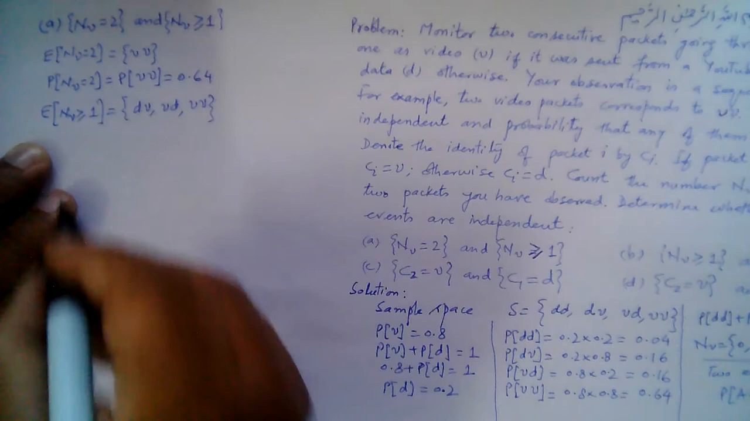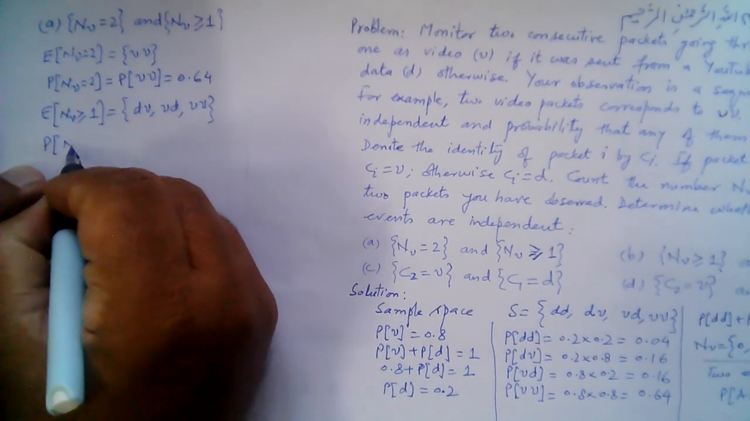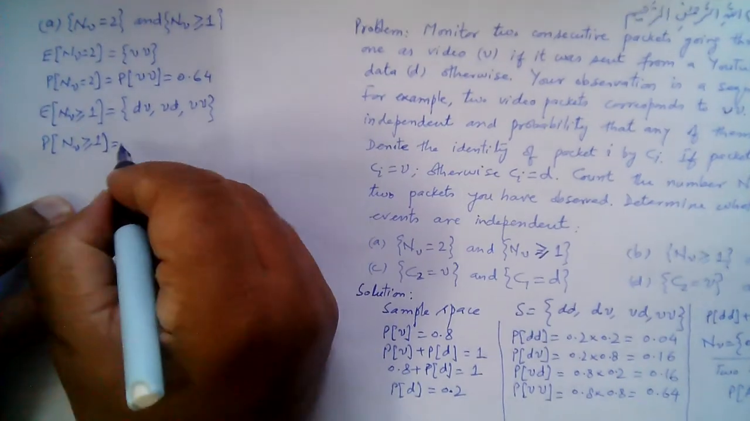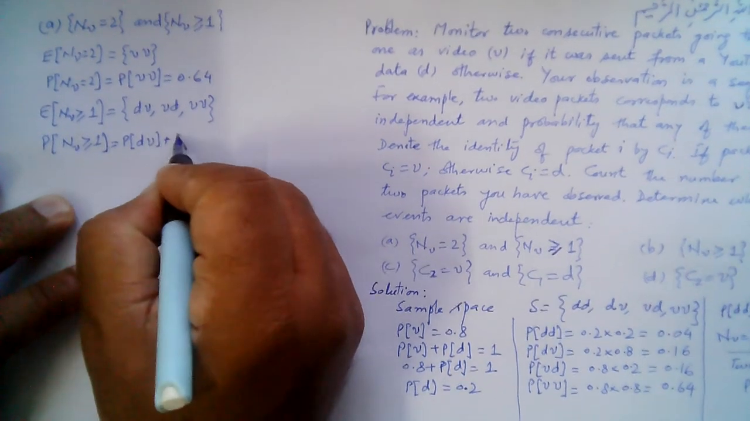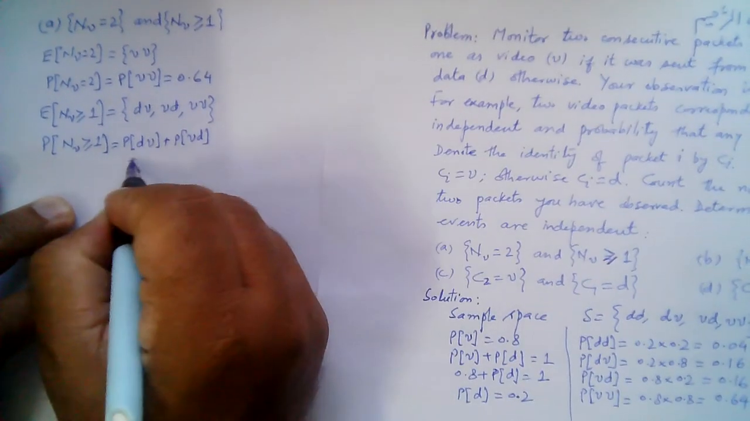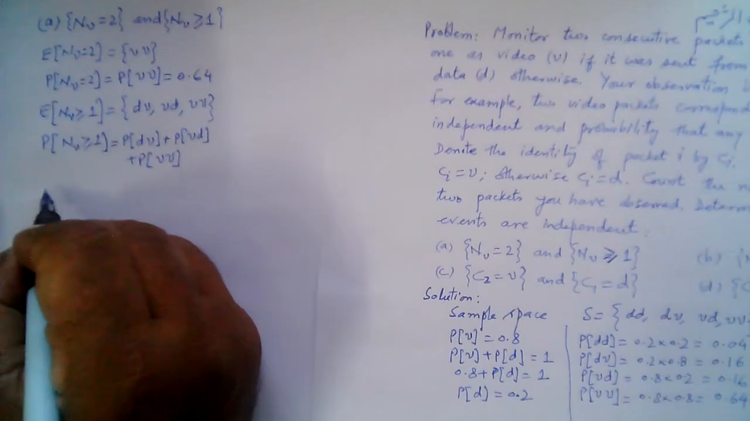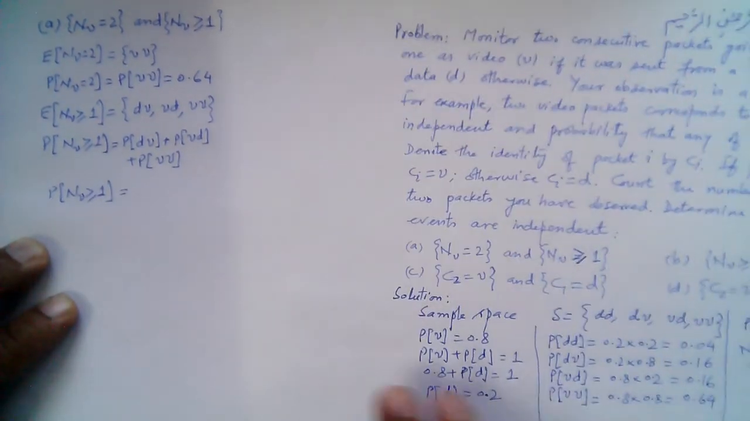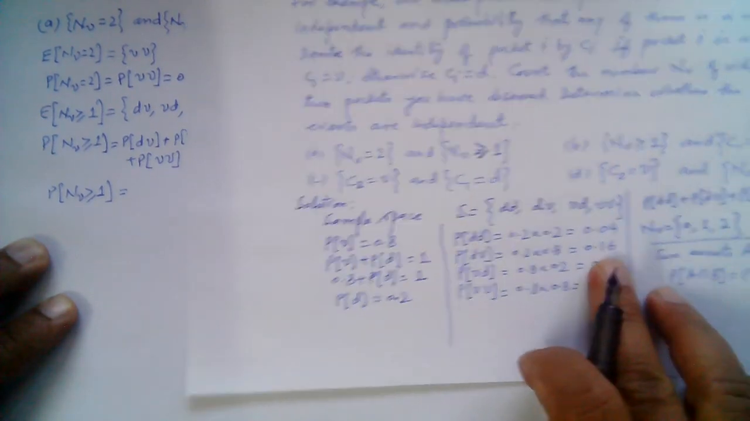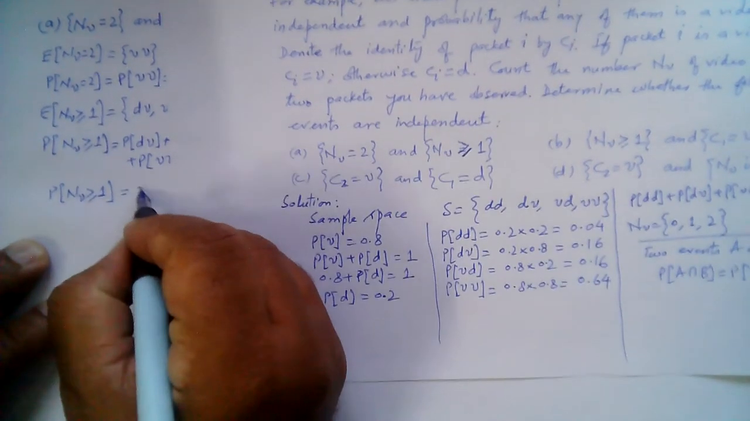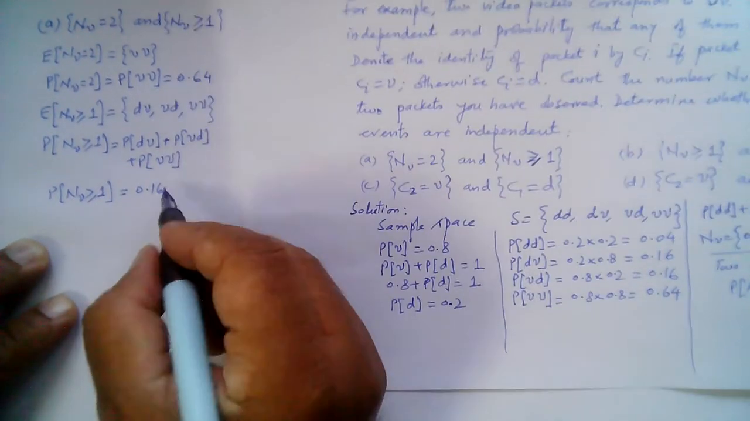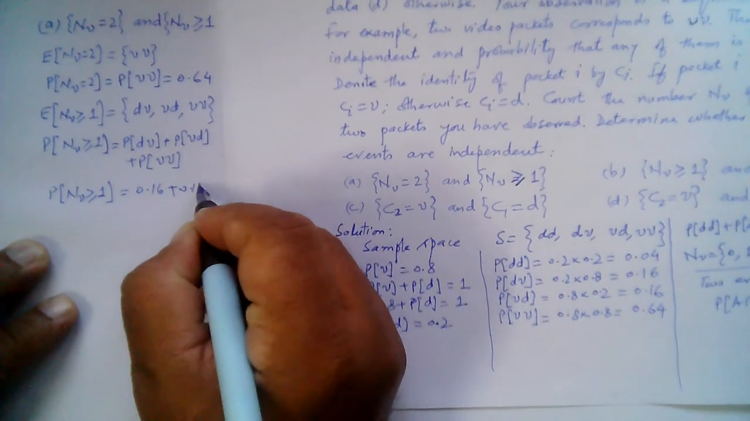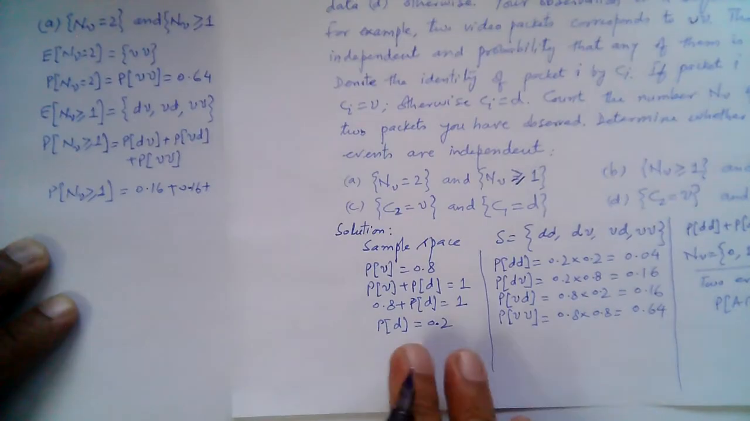And the probability of this event NV greater than or equal to 1 is equal to the sum of the individual probabilities here: probability of DV plus probability of VD plus probability of VV. So probability of DV was found out to be 0.16 here, right? Then probability of VD is also 0.16. And probability of VV is 0.64.